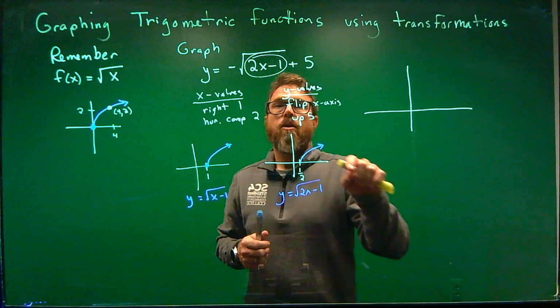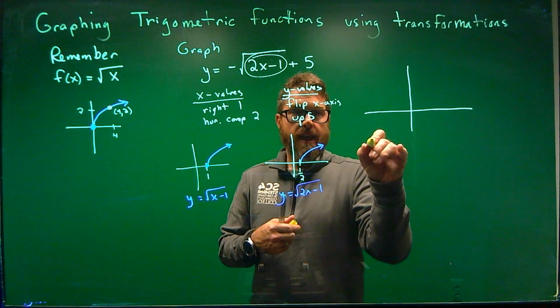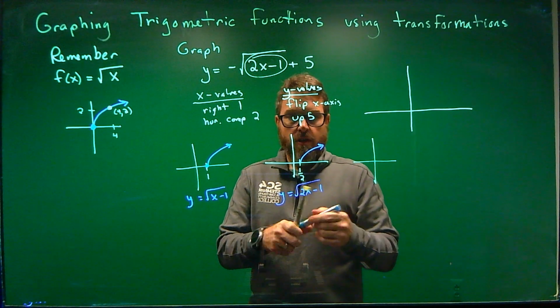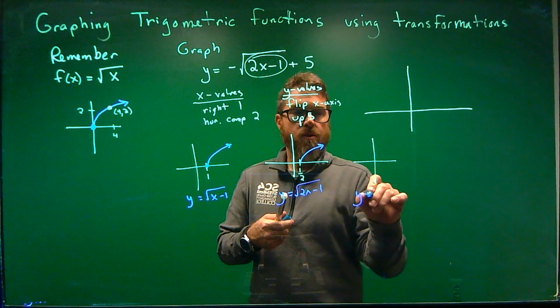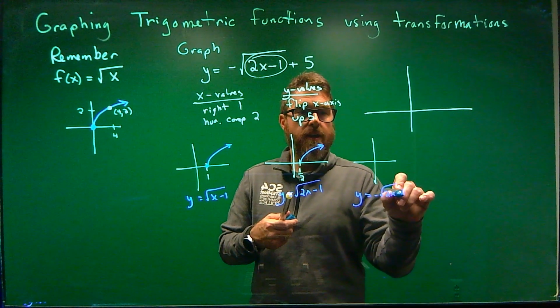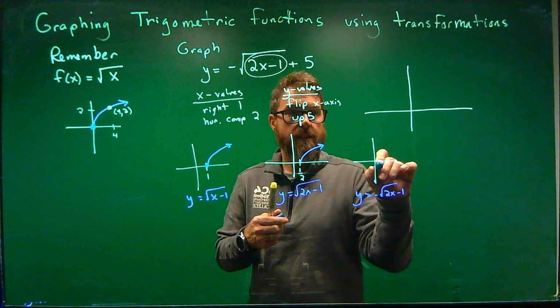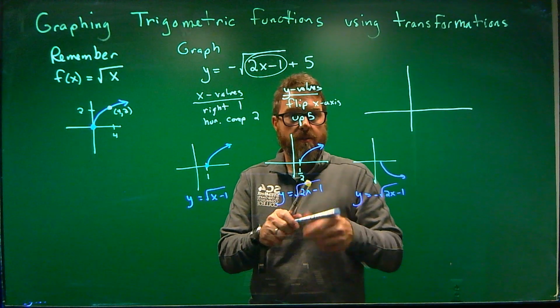Now, what this does is flip it over the x-axis. So if I have y is equal to minus the square root of 2x minus 1, it's going to take that and flip it over the x-axis. So it's going to look like this. So this is going to be equal to half.